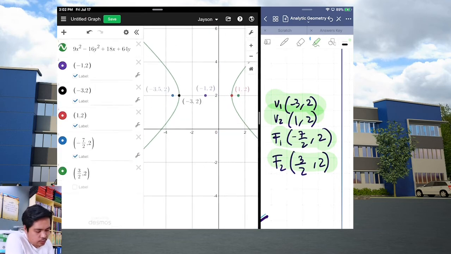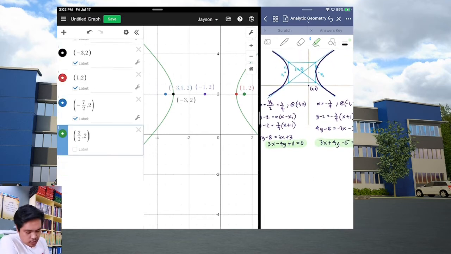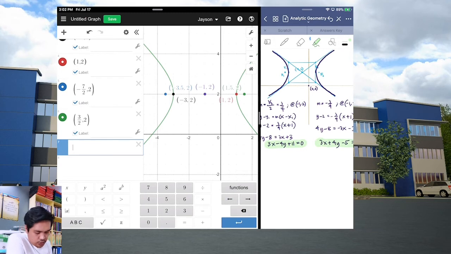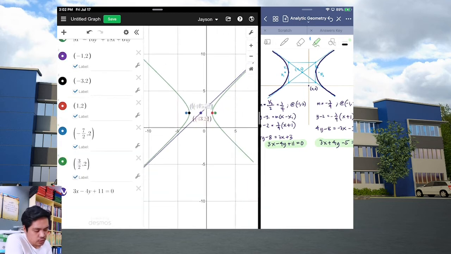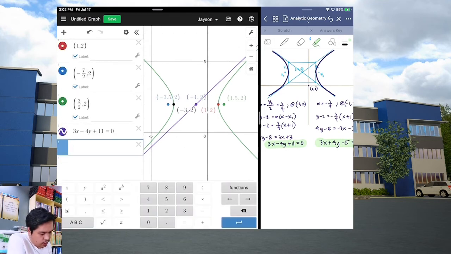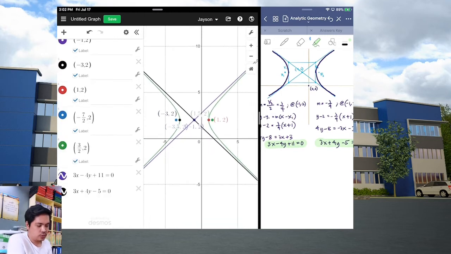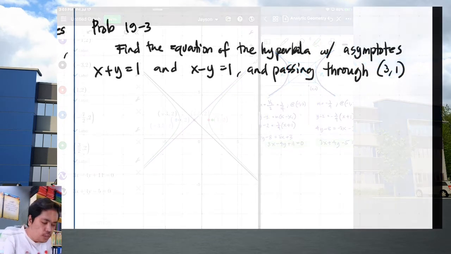Now, i-plot natin yung asymptotes. Kung asymptotic talaga siya, sana, if di tayo nagkamali sa solution. So we have 3x minus 4y plus 11 equals 0. Ayun, so pasok. So that's our first asymptote. Then the other asymptote is 3x plus 4y minus 5 equals 0. Ayun, so pasok. So that's the other asymptote. So that is our answer. Napakadali. For our next problem, we have this.